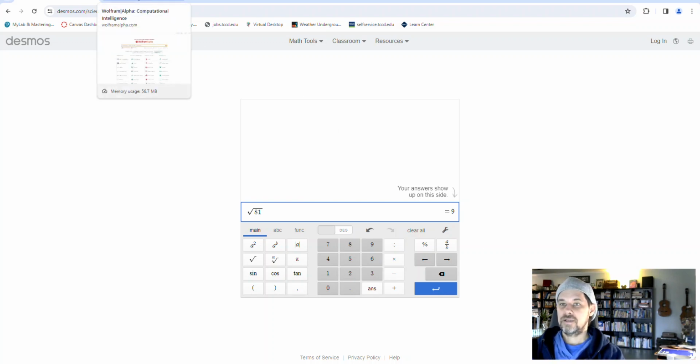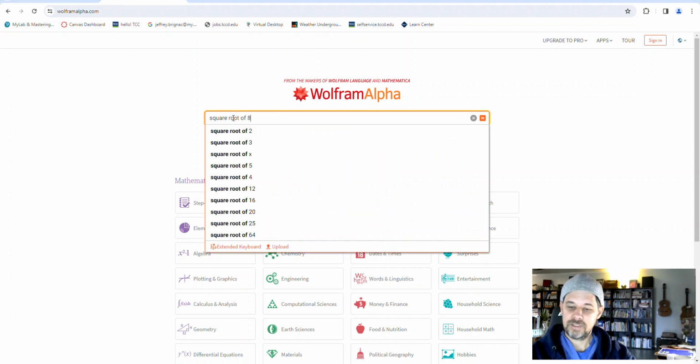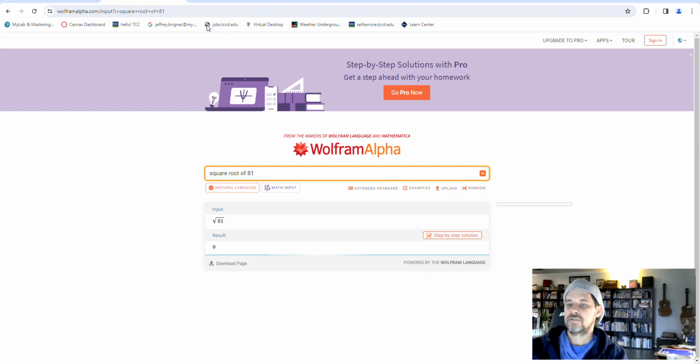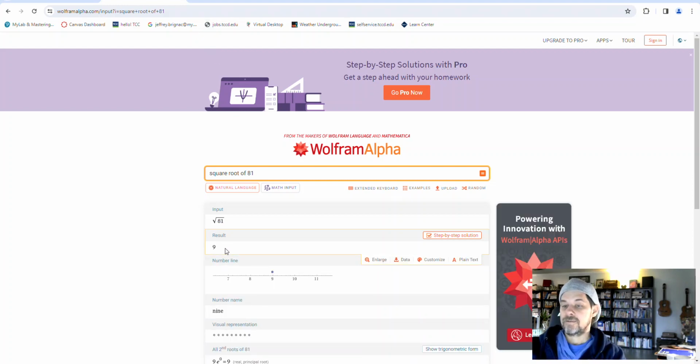There's another online calculator I like to use, Wolfram Alpha. If you're still doubtful, we'll say square root of, what was it, 81? Let's see what it says. Square root of 81, it's still 9. All right, so there you have it, it's 9.